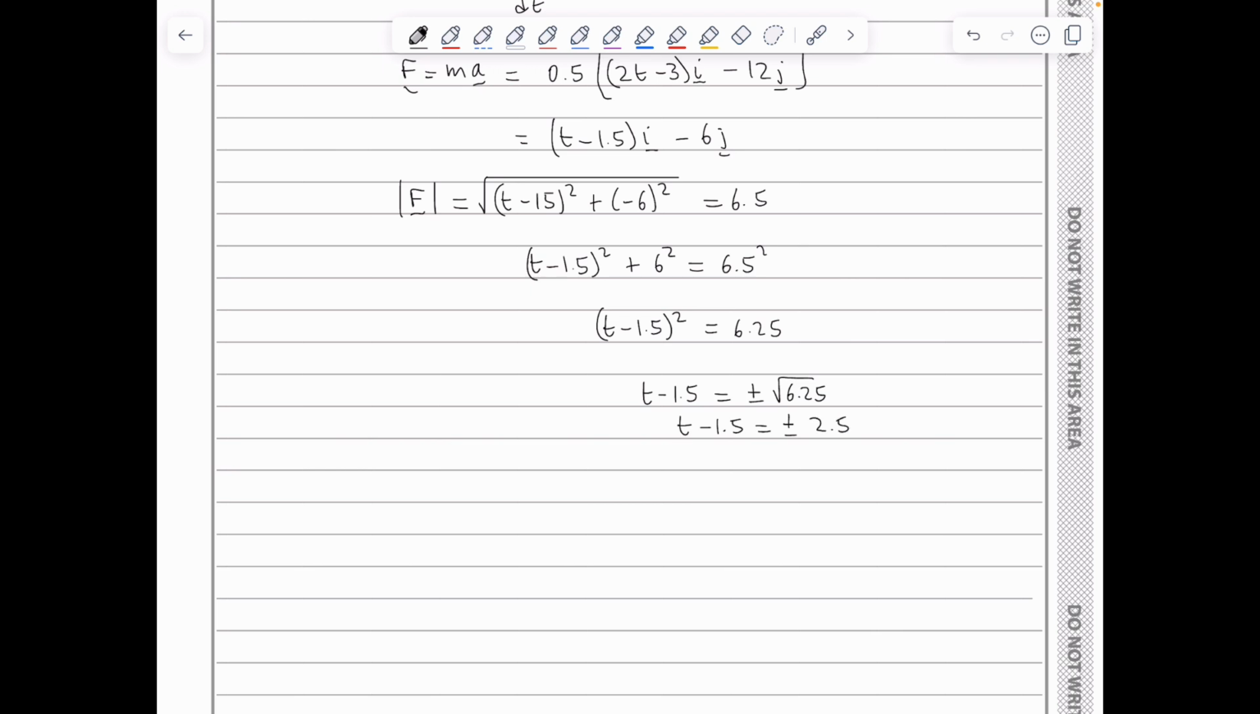So either t minus 1.5 is 2.5 or t minus 1.5 is equal to minus 2.5. So from the left hand side we get that t is 4, and from the right hand side we get that t is minus 1. Obviously a negative value for the time t is rejected, so I have to reject this. I say it's not valid, and therefore my final answer for this question is 4 seconds. Remember to include the units in your answer.